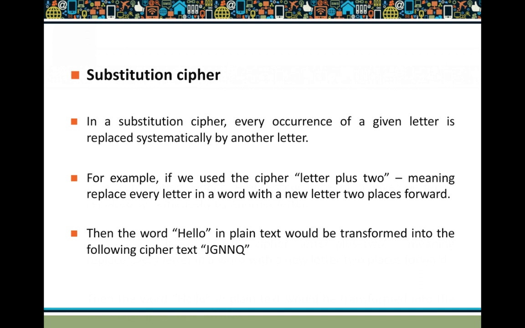The letter H is substituted by a letter 2 letters forward. So after H we have I and J. So H is replaced by J, E by G, L by N, the second L also by N, and O by Q. So this is how, from a plain text, you can get a substitution cipher.